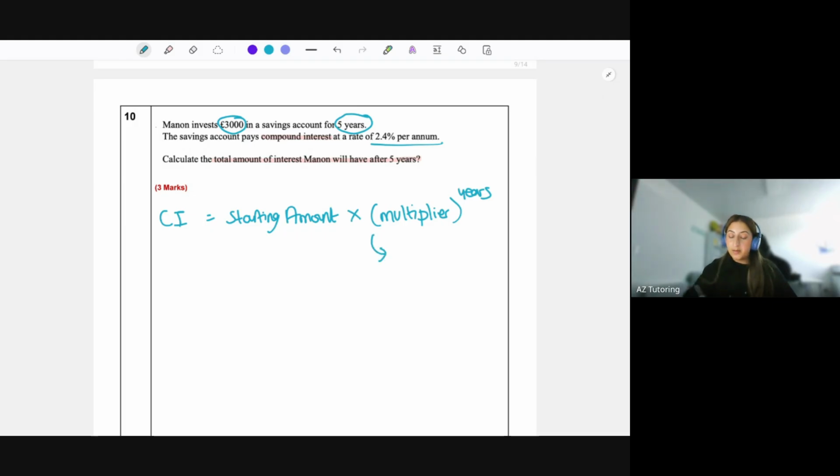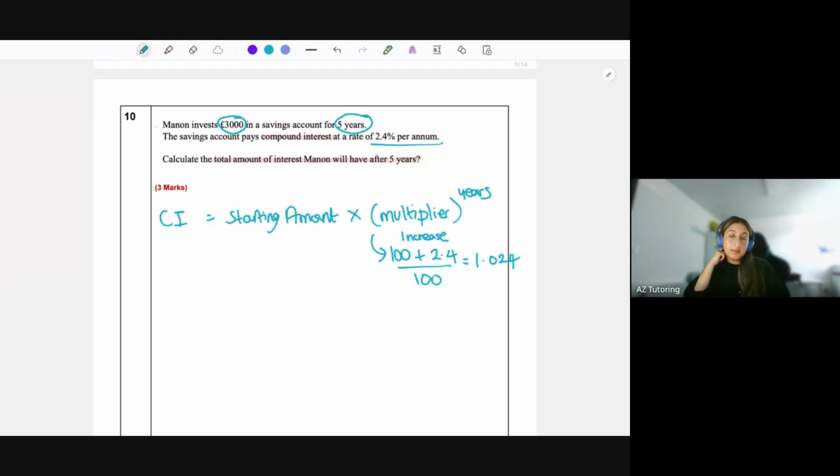How you find the multiplier is, because it hasn't said it's being decreased or anything, it's being increased. So we're going to be doing 100 plus your percentage, which is 2.4, divided by 100. If you put that in the calculator, that gives me 1.024. And you do that if it's an increase.